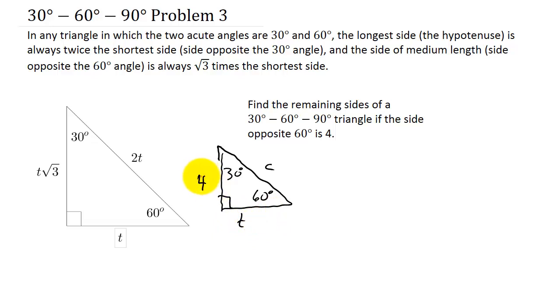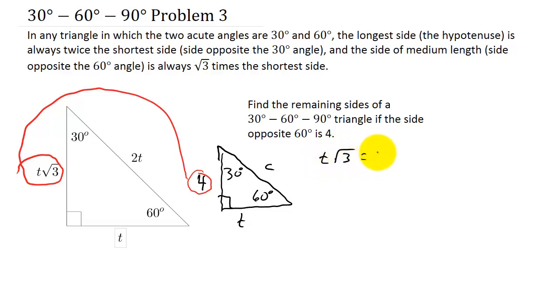So notice here that they tell us 4 is the side opposite the 60 degree angle. Well, what is that? That's t square root of 3. That's the length of the side opposite the 60 degree angle. So I'm going to set this equal to 4. So I have t square root of 3 equals 4. And then I'll divide both sides by square root of 3. I'm solving for t now. So I get t is equal to 4 over the square root of 3.